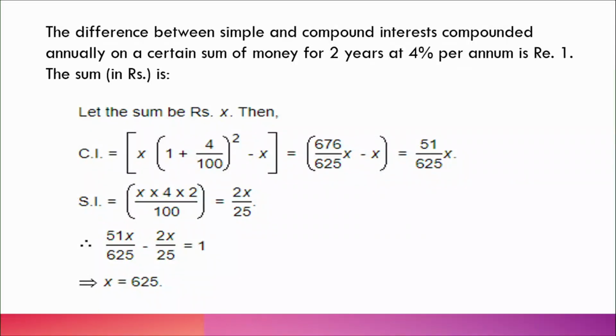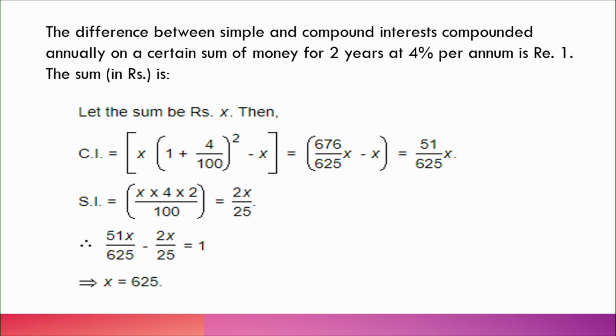The difference between the simple and compound interest, compounded annually, on a certain sum of money for 2 years at 4% per annum is 1 rupee. Then what is the sum? So, he lent some or he deposited some amount, and the rate of interest is 4% and he just kept it for 2 years.